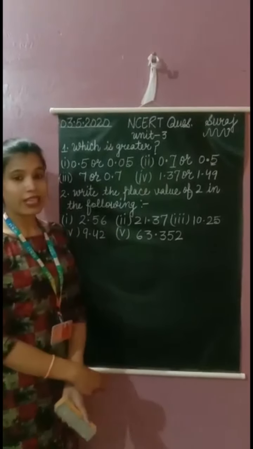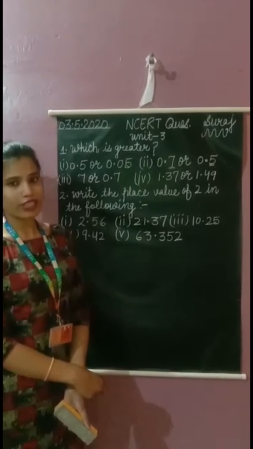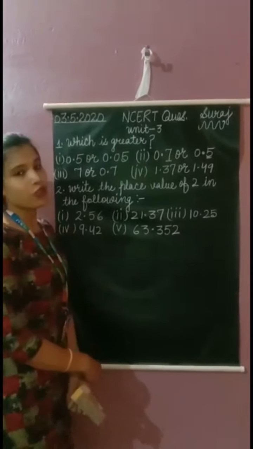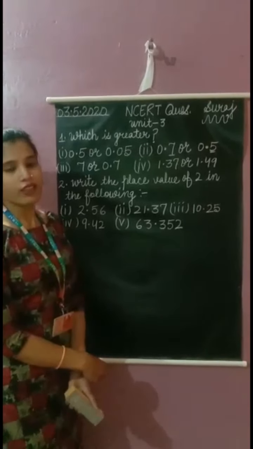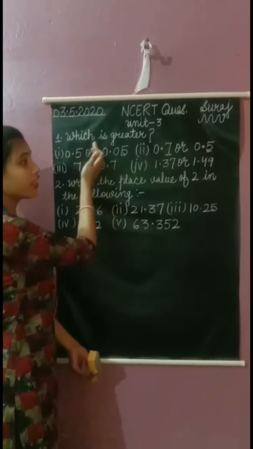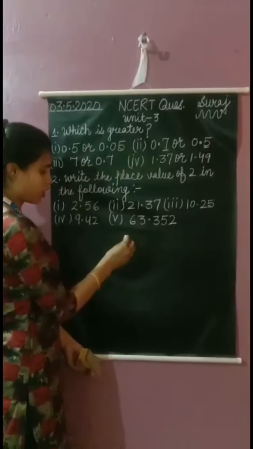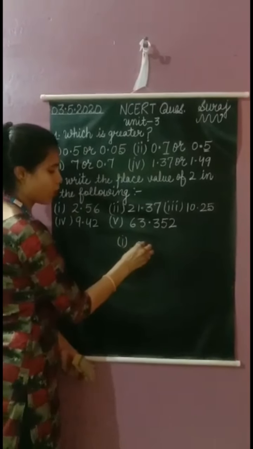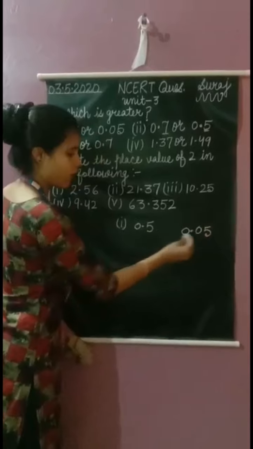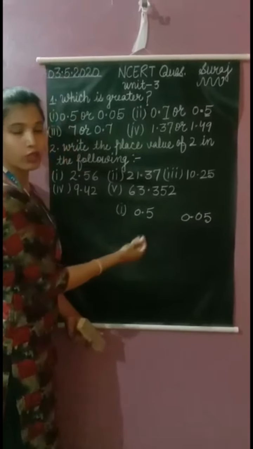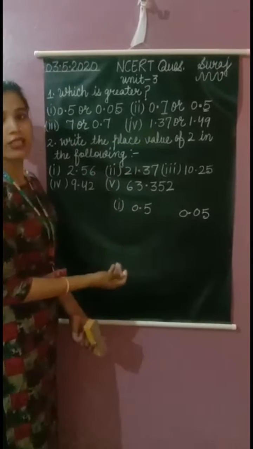Today I am explaining NCERT questions of Unit 3rd, and these questions are given in the review exercise of Unit 3. And first question, which is greater? First question, 0.5 and 0.05. We have to compare in both numbers whose is greater.